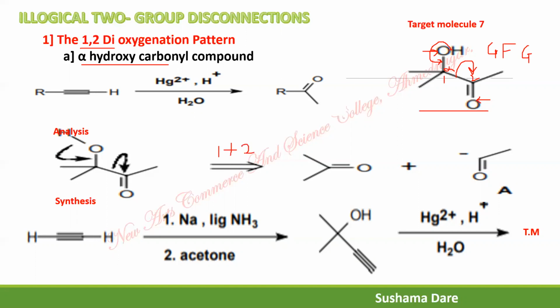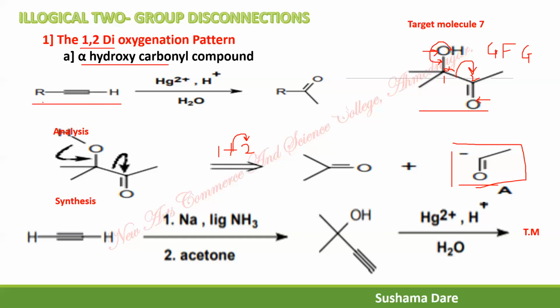In which direction have you disconnected? In the direction of 2. After disconnection of the bond in the direction of 2, what does it give? It gives a neutral molecule, that is acetone, and this synthon, which we call a donor synthon. How do we get this donor synthon? The best synthetic equivalent for this donor synthon is the acetylene molecule.